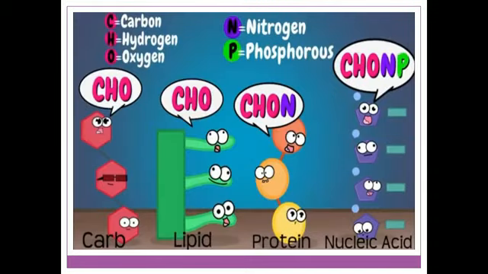This slide explains what are the elements that combine to form a variety of biomolecules. Here, carbohydrates and lipids are made up of carbon, hydrogen and oxygen. Then proteins are constructed by carbon, hydrogen, oxygen and nitrogen. Then a nucleic acid having phosphorus also.